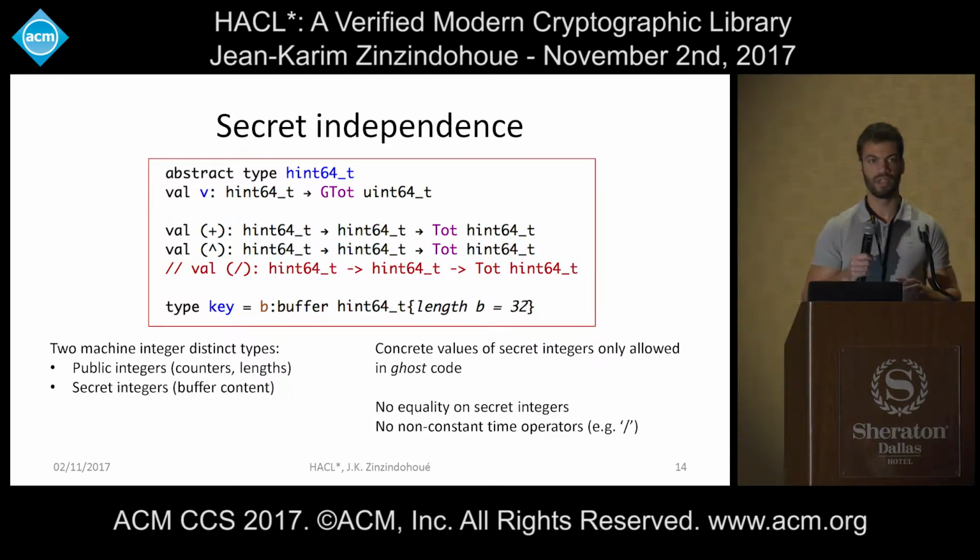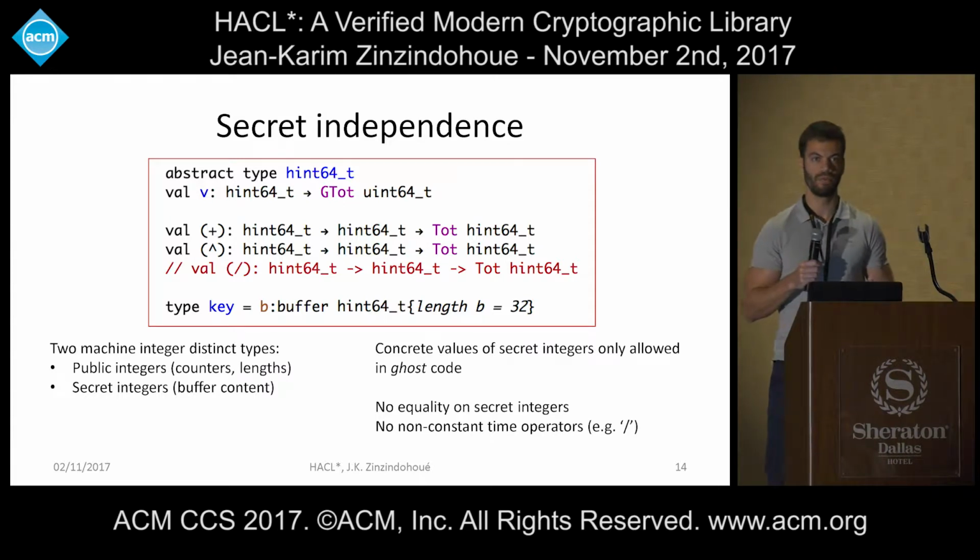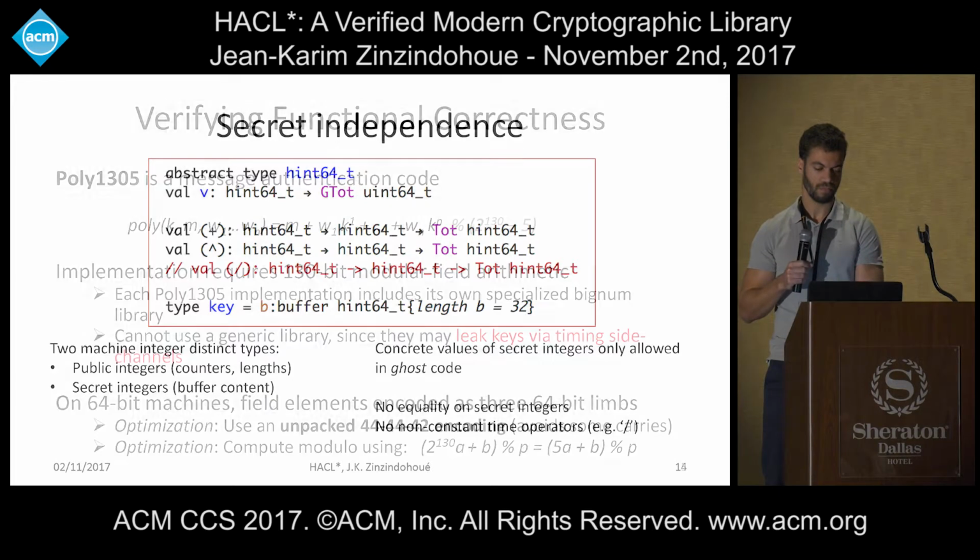Similarly, we restrict the interface on the secret integers, so you don't have equality operators or operators like the division, which are known to be non-constant time on some platforms. So we can restrict what's allowed and what's not. And that's how we make sure that the resulting traces will not depend on the values of those integers.